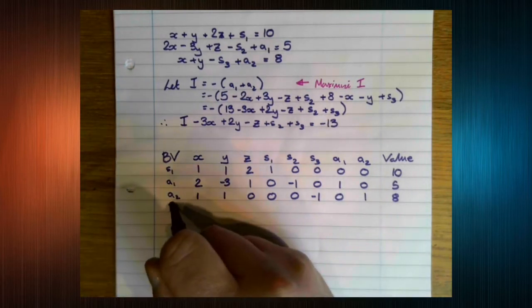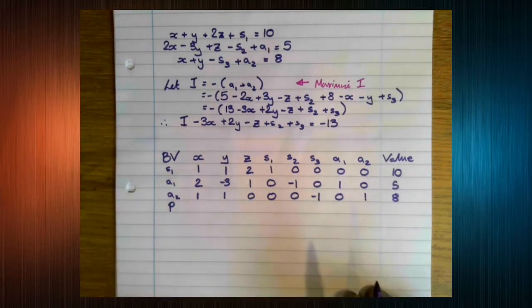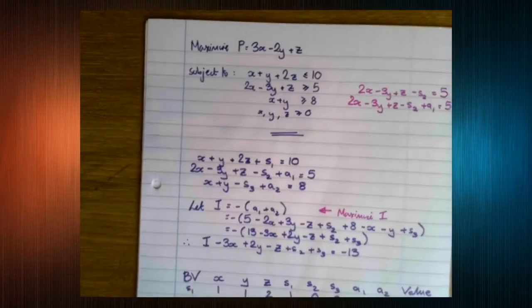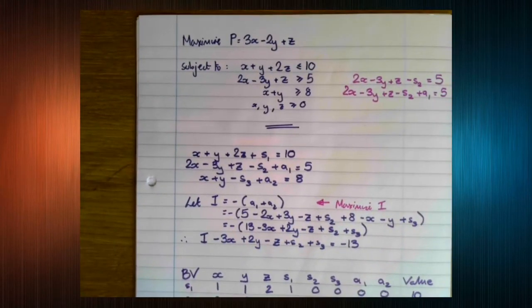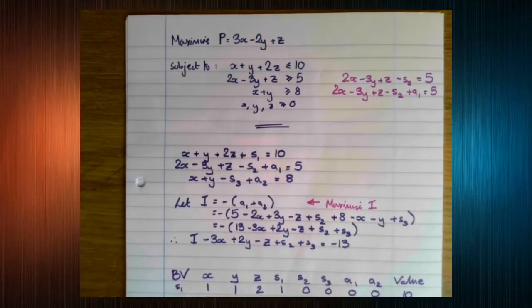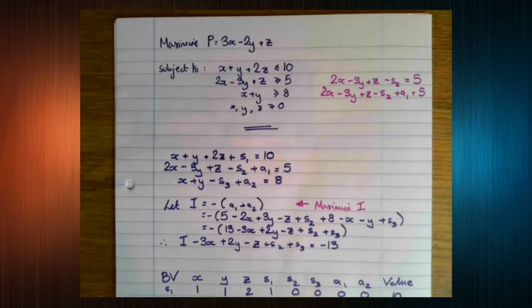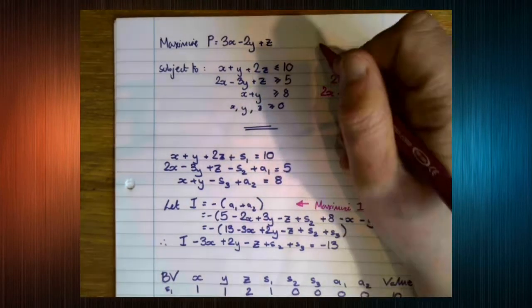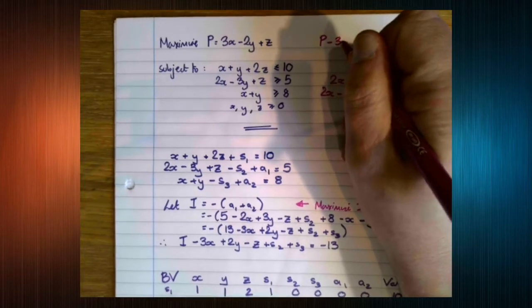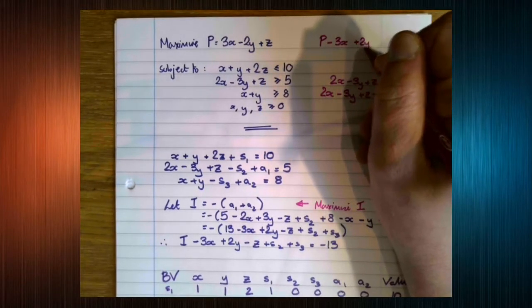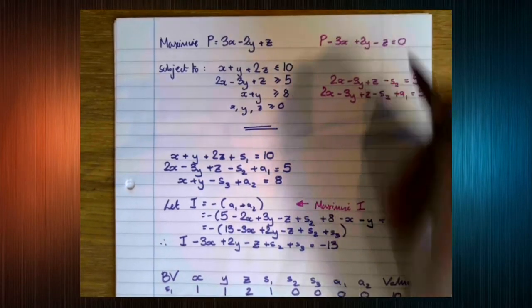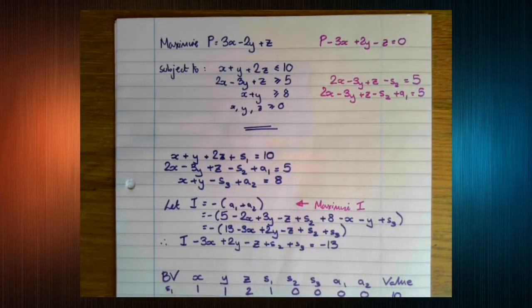So we're going to put P in here, and we rearrange it like we normally would. So if you remember, looking back up here, P is 3x minus 2y plus z. So rearranging like simplex before, we have P minus 3x plus 2y minus z equals 0. Okay, so that's going to go on our table like before.